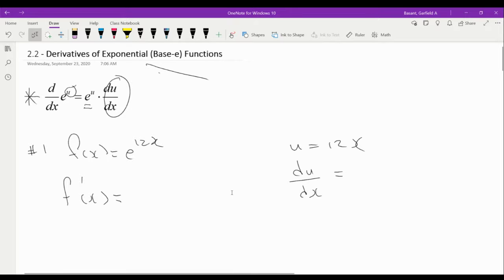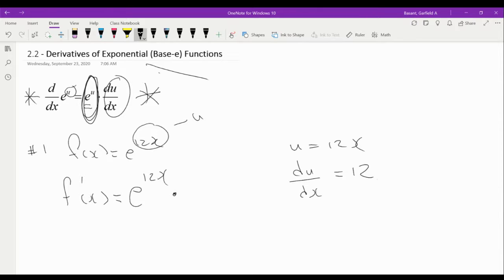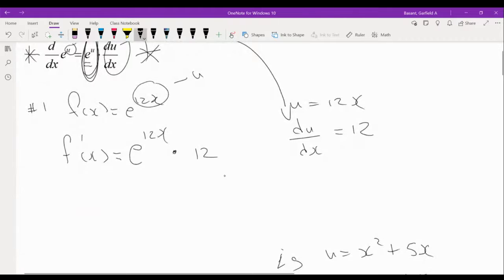Okay. All right, so this is 12 for the u, right? And this is our u all the time up here. So what does the rule say? Let's go back to the rule at the top. It says keep the original function, which is e to the 12x, and multiply it by what? du by dx. So this would be times 12. So all the rule is the same. We just keep the function and multiply by the derivative of the exponent. So this becomes 12 times e to the 12x. That's our derivative.